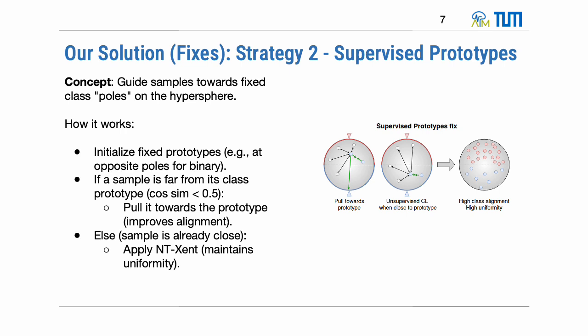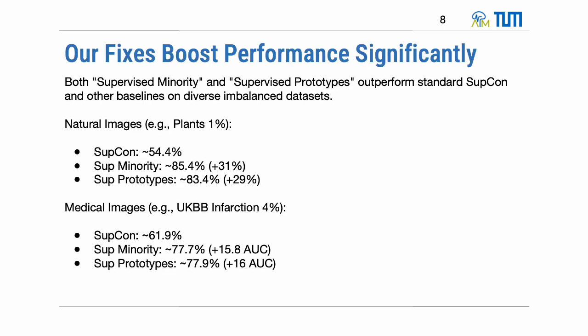Our second fix is supervised prototypes, drawing on the literature for prototypes in contrastive learning. What we do is define two class poles on the hypersphere that are on opposite ends of the hypersphere. We initialize these fixed prototypes, and then if a sample is far from its class prototype, for example its cosine similarity is less than 0.5 to that prototype, we pull it towards the prototype, which improves alignment. Otherwise, if the sample is already close, we apply the classical NT-Xent unsupervised contrastive learning loss to help maintain uniformity while maintaining its position on the unit hypersphere.